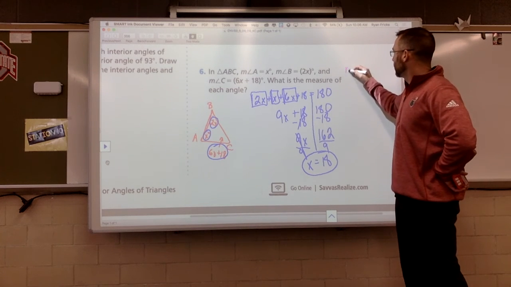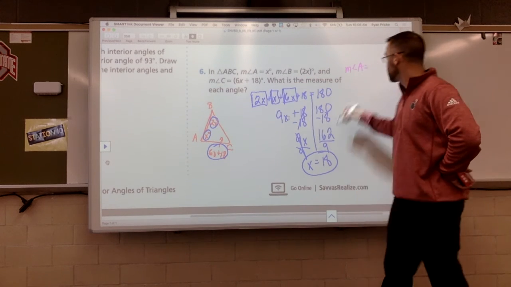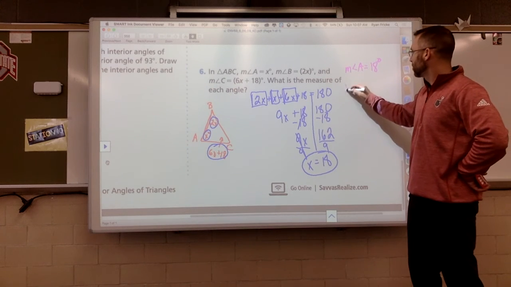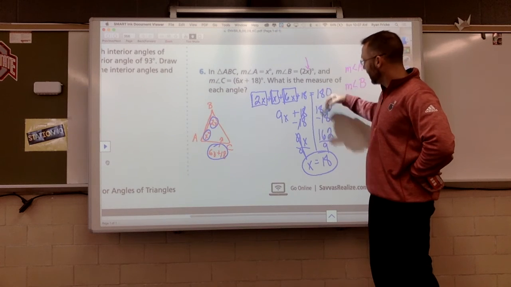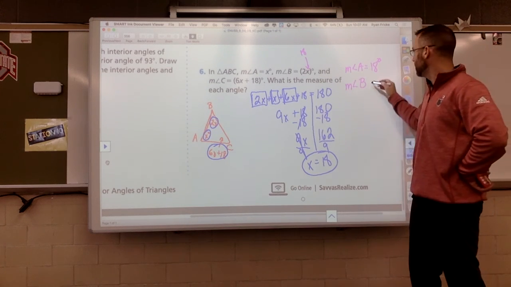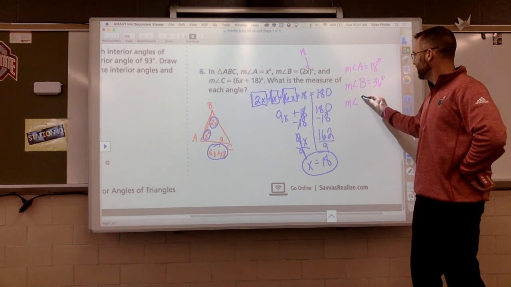So remember, the measure of angle A, it was equal to x. Well, x is 18. We're done. There. Boom. 18 degrees. Measure of angle B. Well, if I substitute 18 right in there for x, 2 times 18, 36 degrees. This guy's good. Measure of angle C.